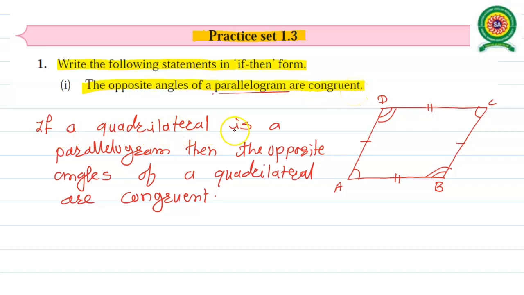A few statements are of the same form, like the opposite sides of a parallelogram are congruent. So if a quadrilateral is a parallelogram, then the opposite sides of a quadrilateral are congruent. Sometimes the statement may be the pair of opposite sides of a parallelogram are parallel. So if a quadrilateral is a parallelogram, then the pair of opposite sides are parallel. Likewise, we have statements in if-then form.